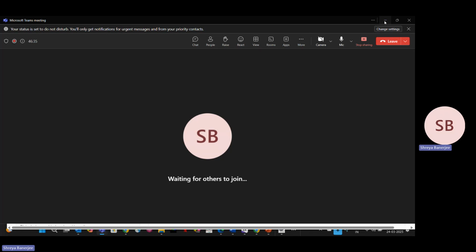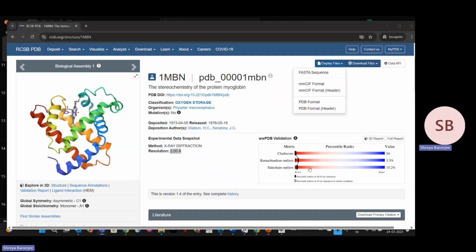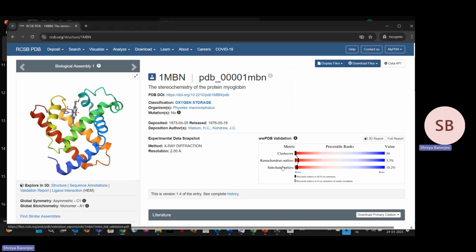With each PDB structure, you have something called a validity report. So you can see here 3.3%. That means 3.3% of the amino acid residues are falling in the disallowed region of the Ramachandran plot. 15.2% of the side chains of the residues are in the disallowed torsion. So this is not a very good structure. This is called a validity report.